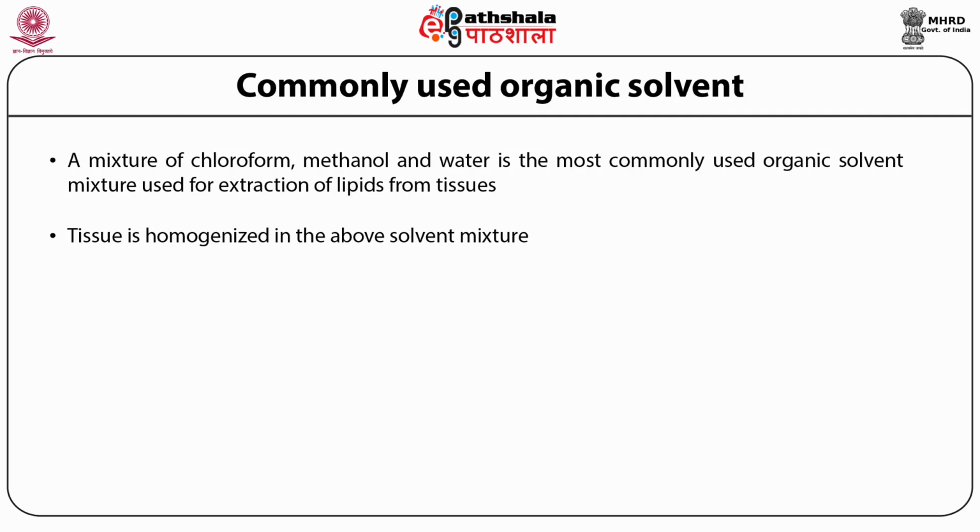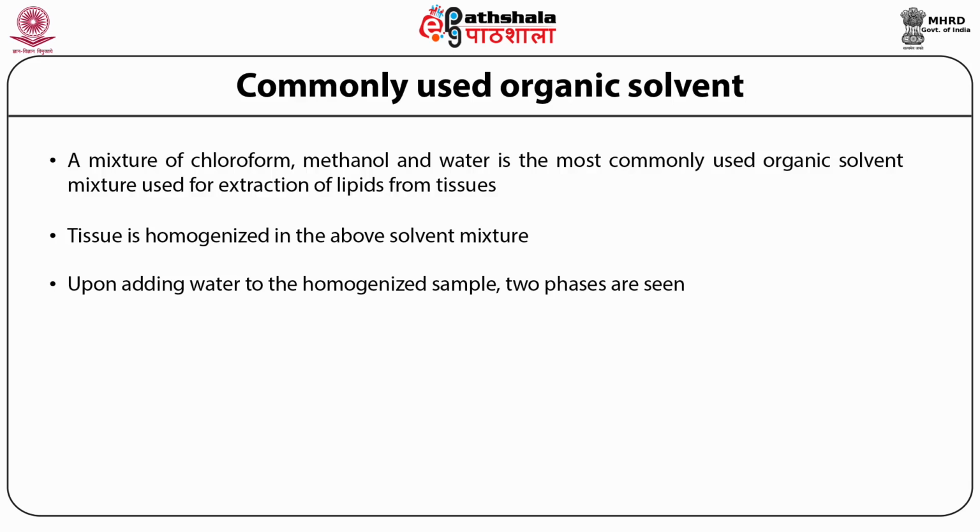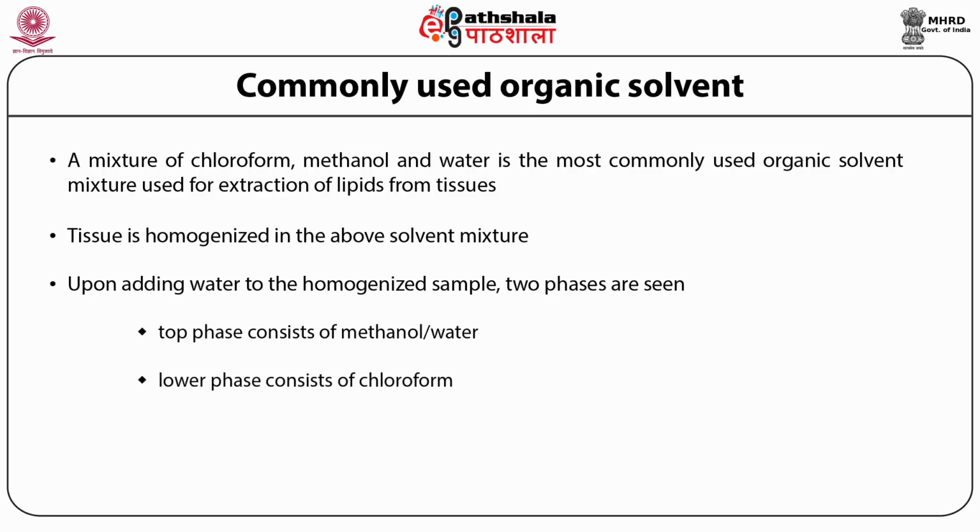And note here that this solvent system has non-polar solvents as well as polar solvents, which will ensure the extraction of all types of lipids from the tissue. So the tissue is taken and it is homogenized in the above solvent mixture. Once homogenization has taken place, a little water is added to the homogenized sample. As soon as you add water, you will see that there are two phases. The top phase will consist of methanol and water, while the lower phase will consist of chloroform.